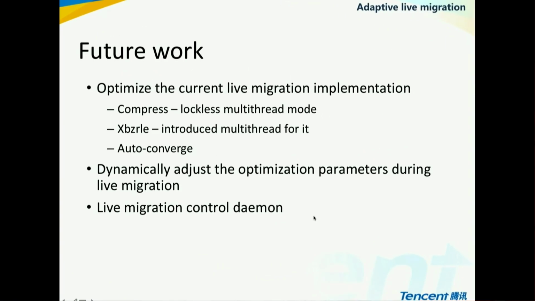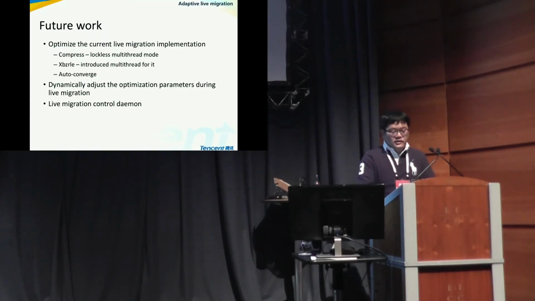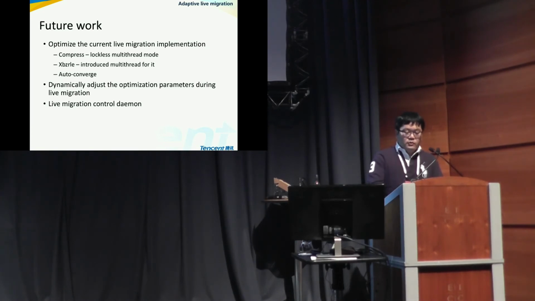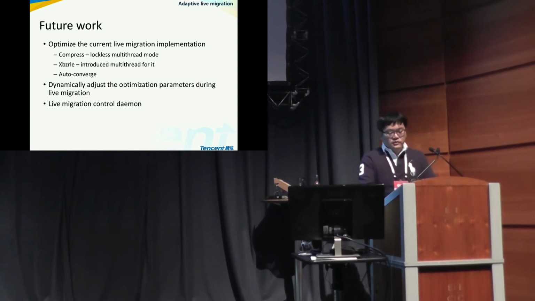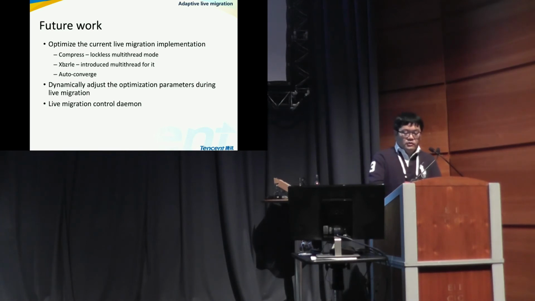So last, we will talk about future work, what we have done and what we would do to optimize live migration. For example, we introduced a lockless multi-thread mode for memory compression, which is implemented based on the PTR ring. We also increased the job request number for each compression thread, which has proved to be much more efficient during the migration. And for XBZRLE, we would also like to introduce a multiple thread mode, but it is currently not supported in upstream code.